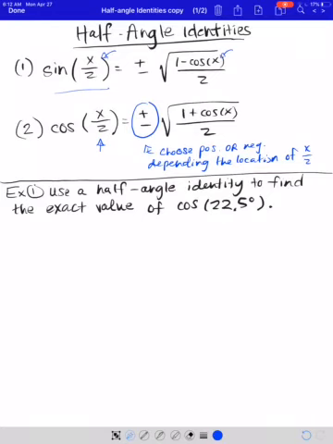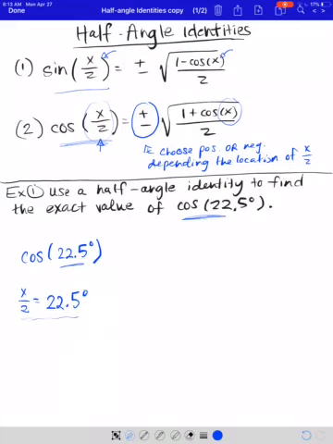Let's use a half-angle identity to find the exact value of cosine of 22.5 degrees. Since we're finding the exact value of cosine of 22.5 degrees, we want to use this second identity, cosine of x over 2. Notice here our half angle x over 2 is equal to 22.5 degrees. Now on the right-hand side of our identity, we need to figure out what x is, which we can do. If I solve for x by multiplying both sides by 2, we get x equal to 45 degrees.